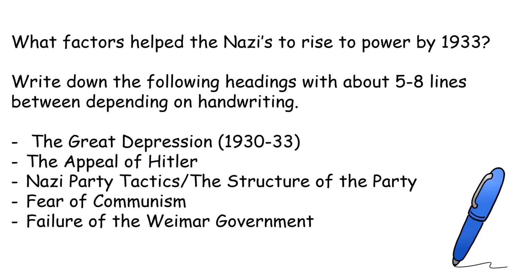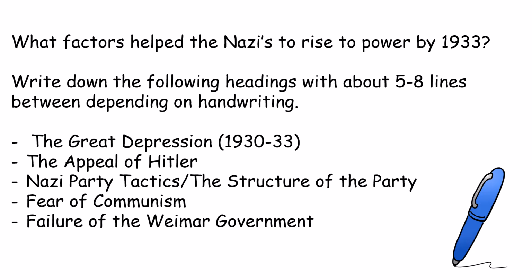So let's have a look at the different factors that helped Hitler to become chancellor, helped the Nazis to rise to power by January 1933. This could form a 12-mark question, so I really want you to take this seriously. This is a big part of the course. So can you write down the following 5 headings, the following 5 factors, with about 5 to 8 lines in between, depending on your handwriting.